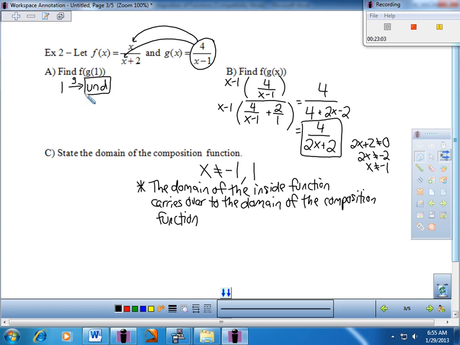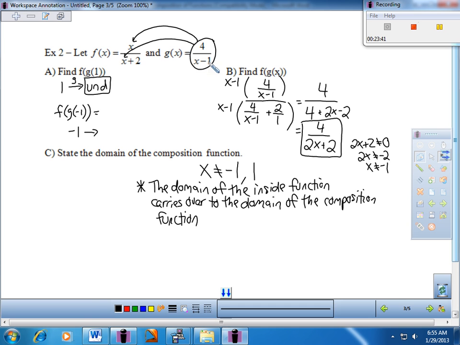Now you don't have to do this on your paper, but if I tried f composed of g of -1, we would also see that it doesn't work. What's kind of fascinating about this is if I put -1 in, I would start with -1, it would go into the g function, and let's see, I would get 4 over -1 minus 1.